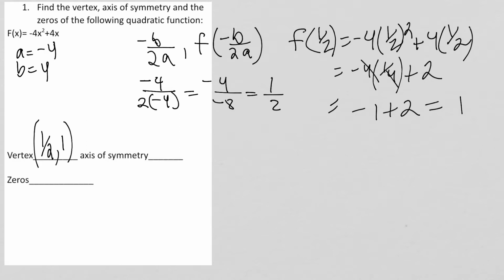My axis of symmetry is the x part of the point. Axis of symmetry is x equals negative b over 2a. We figured that out from the beginning. So that is x equals a half.